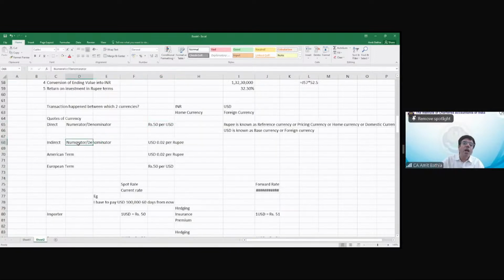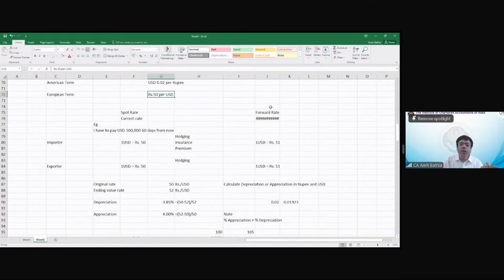Indirect quote is how much of 1 unit of my currency will essentially buy me another currency. American term is basically about always expressing USD in the numerator and the other currencies in the denominator. While in the European term, it is always the other way around, that is mentioning the foreign currency in the numerator and USD always being taken as the denominator. Now you will find there is a similarity over here, right? So we generally always follow the direct method, also known as the European term method.